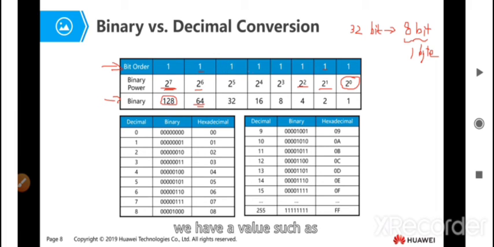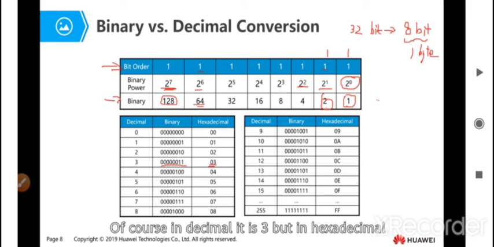For example, we have a value such as this. We can see this is 1, this is 1, and all the others are 0. That means 2 plus 1, that's 3. Of course, in decimal it's 3, and in hexadecimal it's also 3.